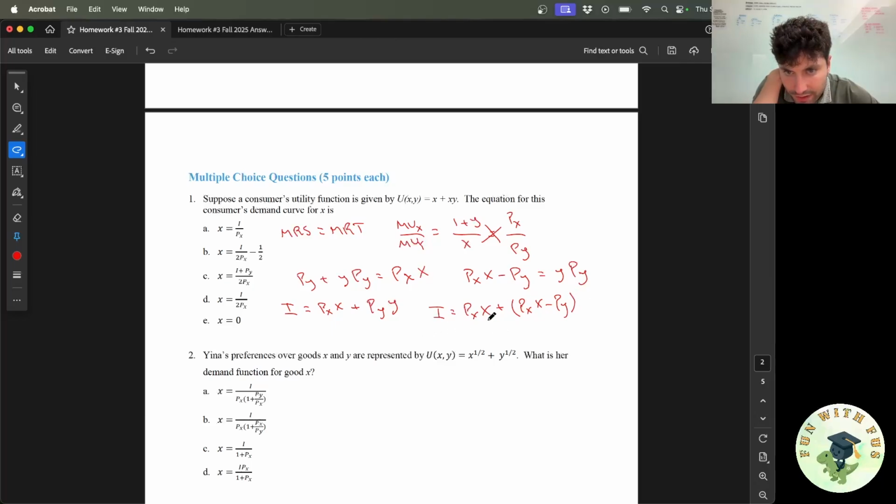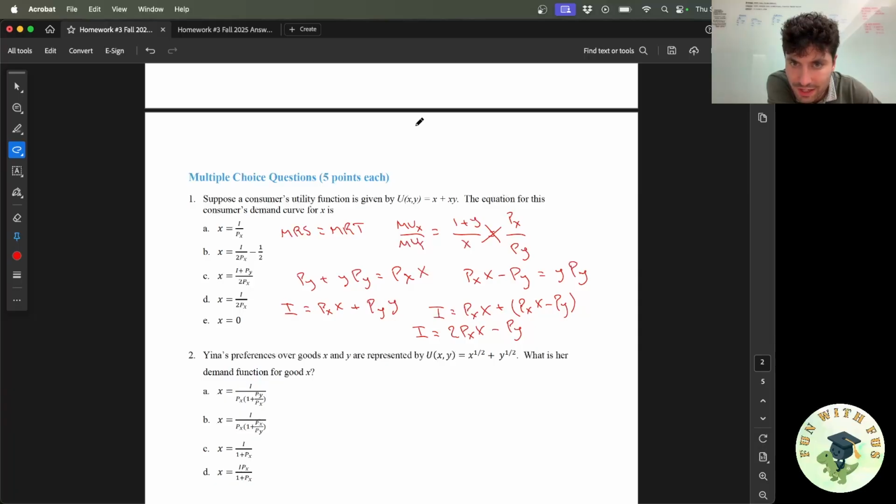And from here, I think it just cleans up pretty easily. So we're going to get I equals 2px times x minus py, because this is just the same term. And the last step, I want to isolate for x. So, sorry, we're running out of room. Got to migrate to the top of the page, just like the monarch butterflies.